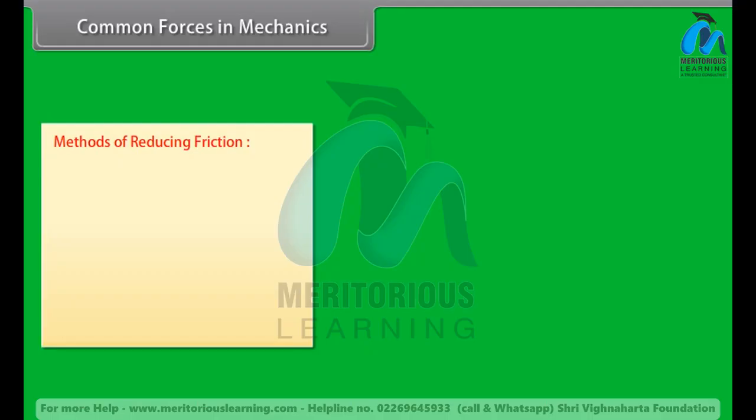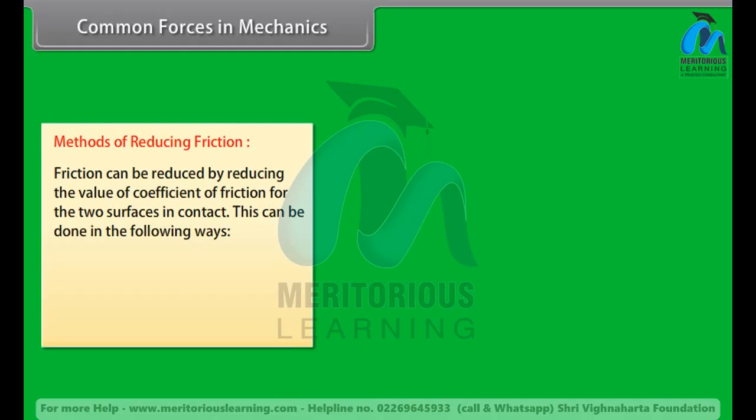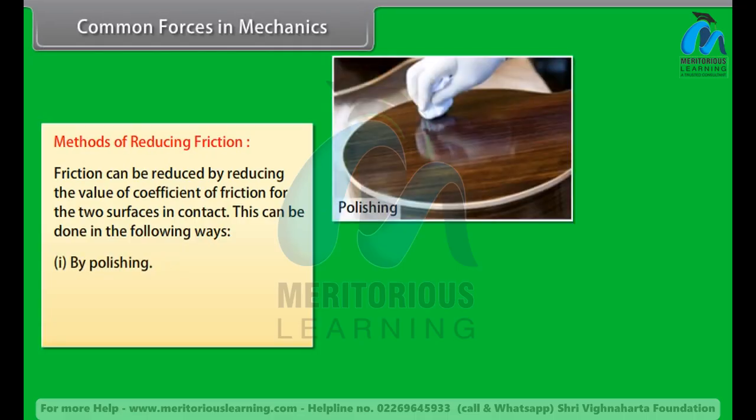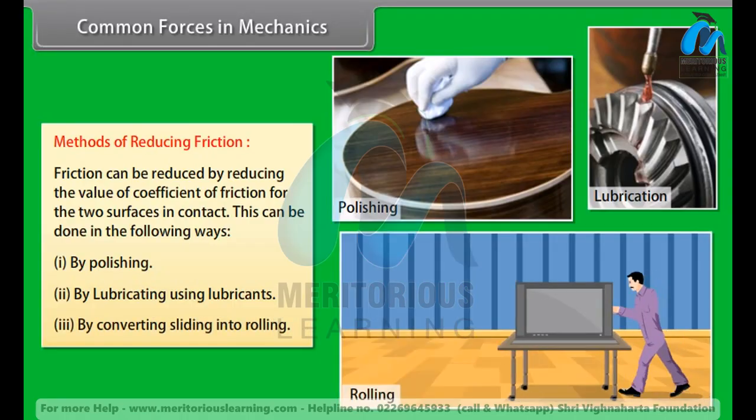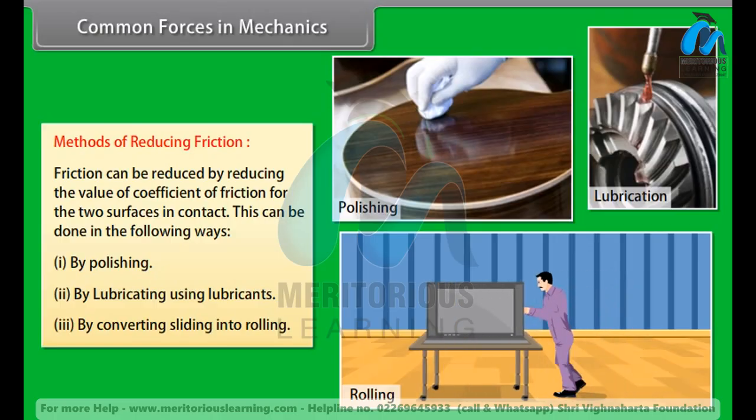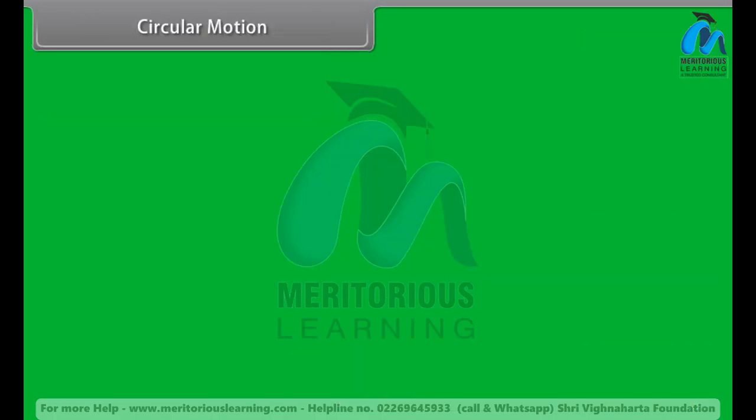Methods of reducing friction. Friction can be reduced by reducing the value of coefficient of friction for the two surfaces in contact. This can be done in the following ways. Number 1, by polishing. Number 2, by lubricating using lubricants. Number 3, by converting sliding into rolling. Circular motion.